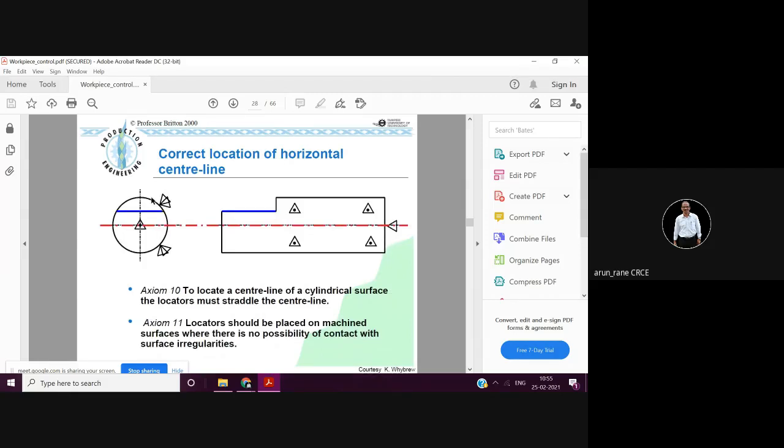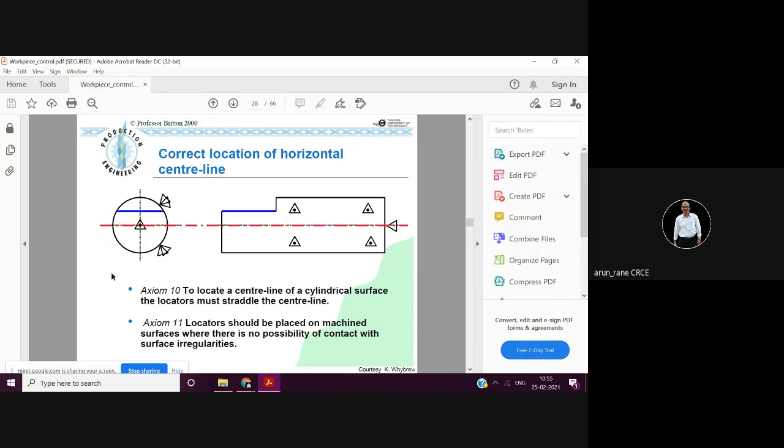So even if I give the locator like this, and the next piece I receive has diameter 21 instead of 20, how is the center line going to shift? This center line is going to shift by 0.5. This center line will remain the same. Is it clear? Slightly tricky. Yes, sir. Got it, no? So that means this dimension is not going to be affected. It is going to remain the same.